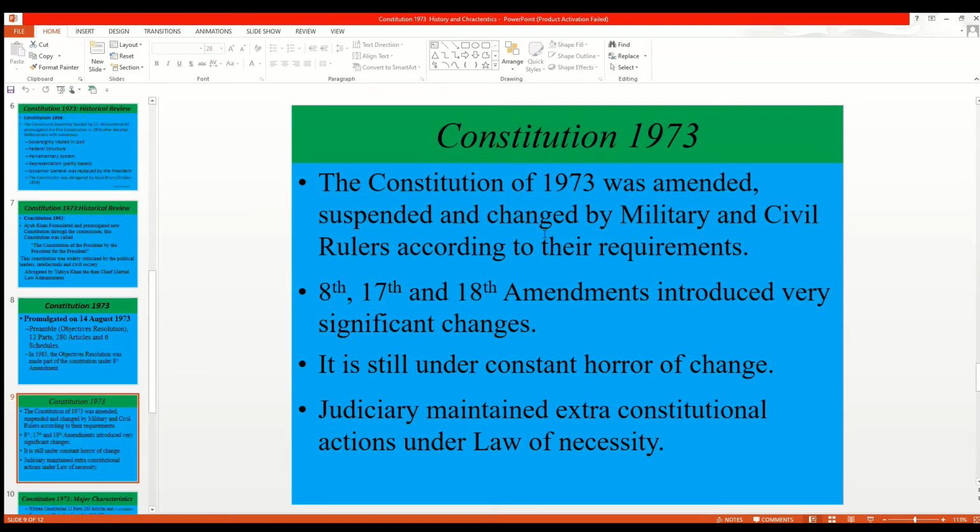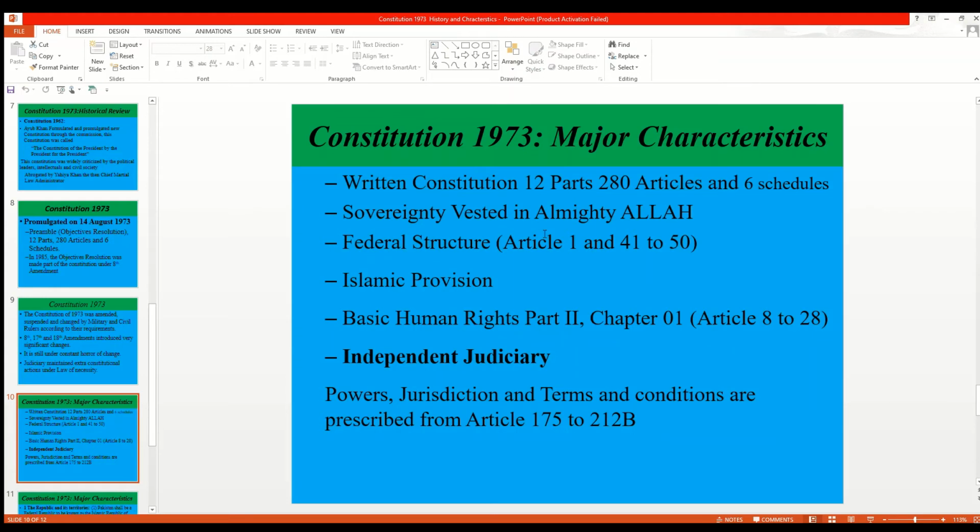The Constitution of 1973 was amended, suspended, and changed by military and civil rulers according to their requirements. The 8th Amendment, 17th Amendment, and 18th Amendment introduced in the Constitution are very significant changes. It is still under a constant horror of war. The judiciary maintained extra-constitutional action under the law of necessity. This is the background of the Constitution of 1973.